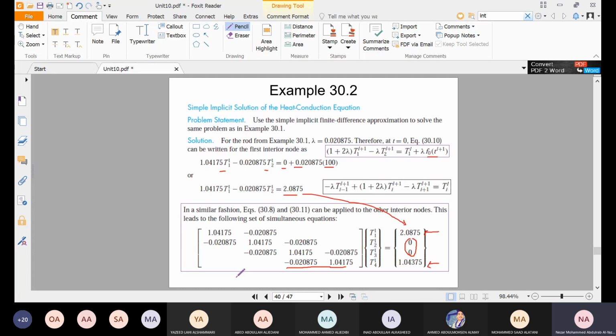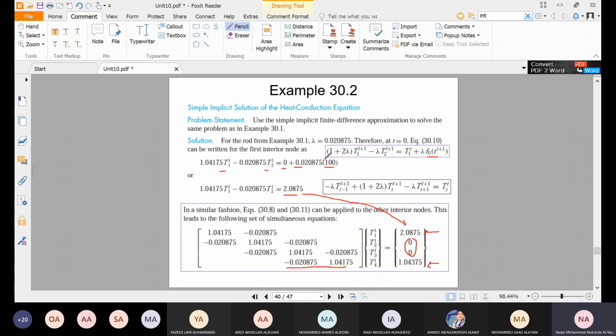So the work here in the implicit method is more complicated. It's not like the explicit, but this method usually is stable, or we call this unconditionally stable. So this is stable in all conditions. There is no condition for stability here.